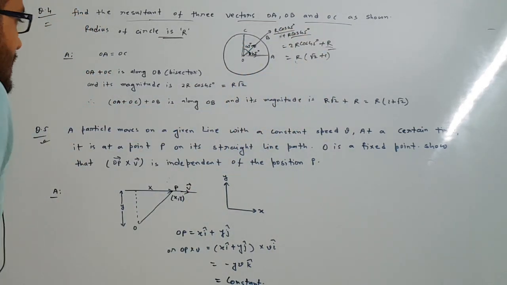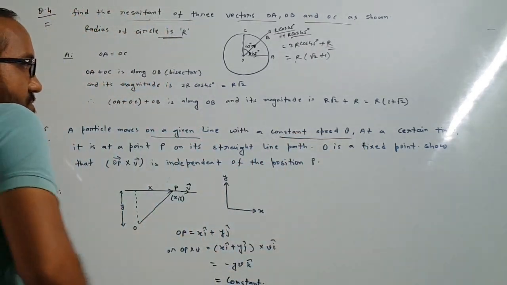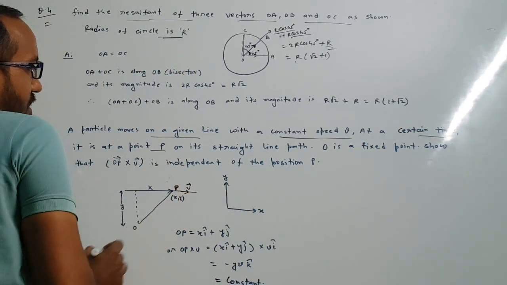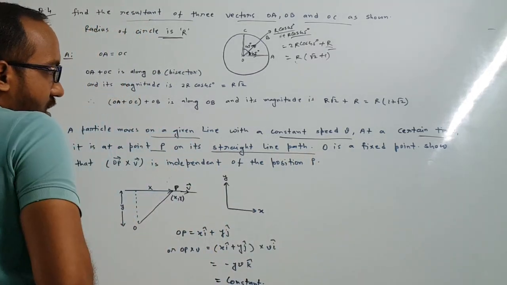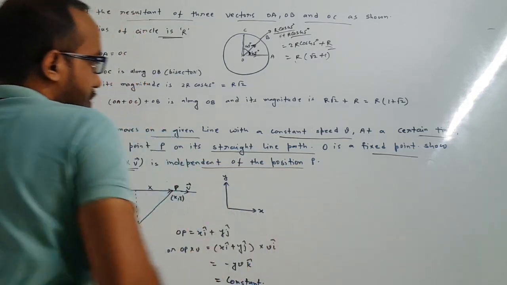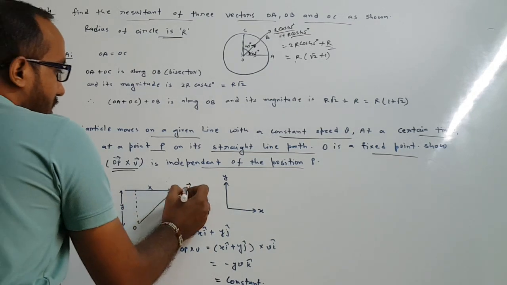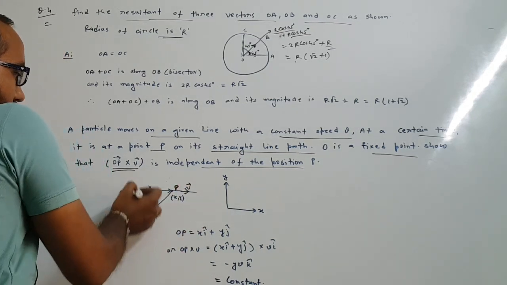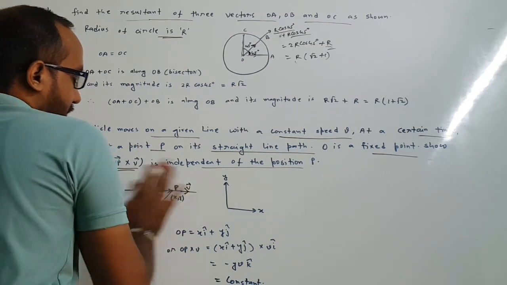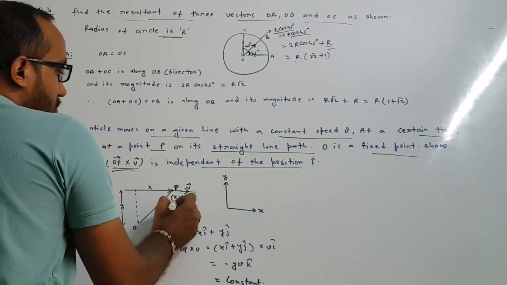Now see the next question. A particle moves on a given line with a constant speed v. At a certain time it is at a point P, on a straight line path. O is the fixed point. Show that OP cross V is independent of the position P. See, here in this case we have rotated the axis. We have assumed that this is the positive x axis and this is the positive y axis. It is given that the particle is moving along the x axis and at a certain point, let us say P, what would be the coordinate? The coordinate would be x comma y.